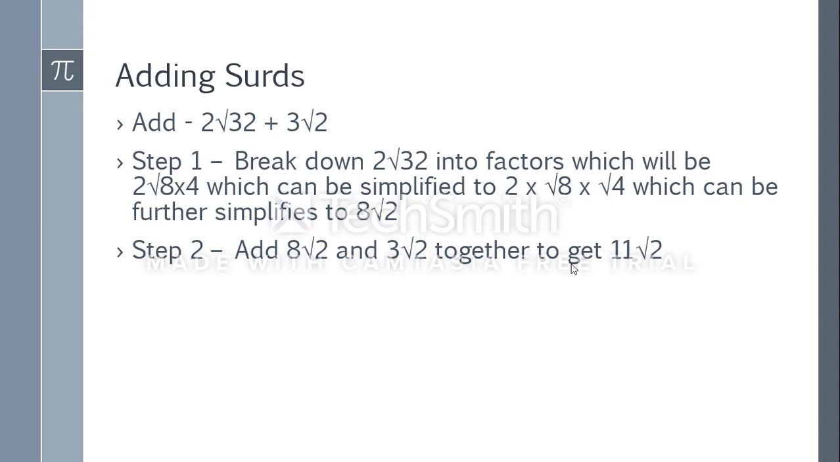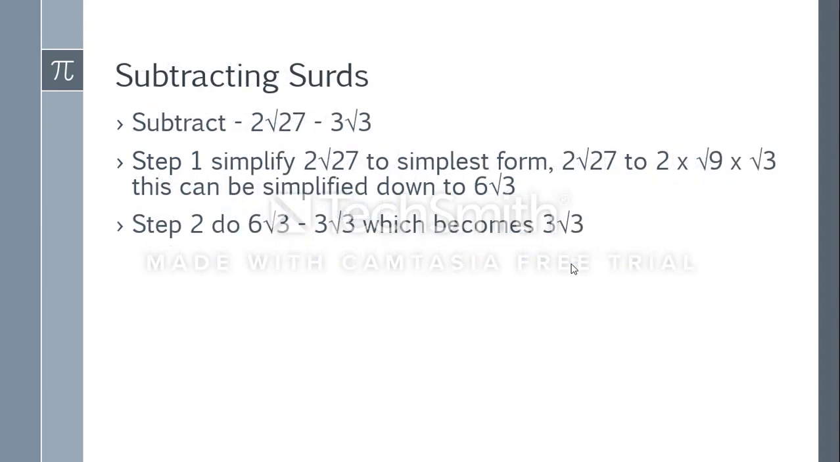What we aim to do when we add surds is just like adding fractions. We get the denominator the same. So we have to get it to root 2 and 3 root 2. So luckily we got it first time around. So then we can easily just add 8 root 2 and 3 root 2 together to get 11 root 2.